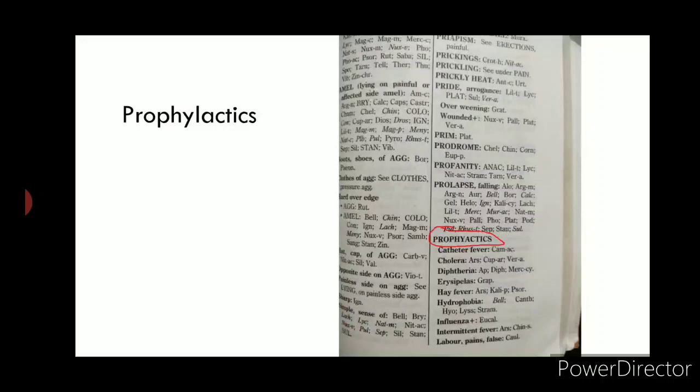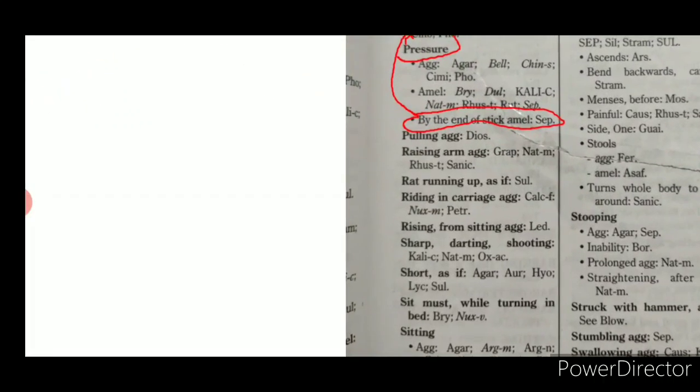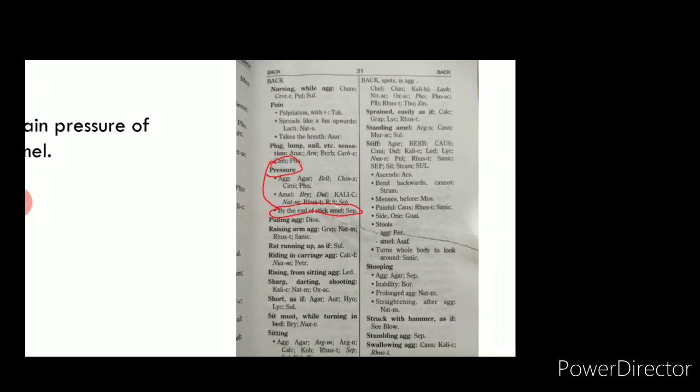We also have a good number of sub rubrics on prophylactic medicines or prophylactic measures in this repertory. There is a main rubric given as prophylactics, and in this you will find different sub rubrics and medicines. Another important symptom is back pain amelioration from pressure of a stick or a pointed part. This very particular rubric is also given in this repertory.